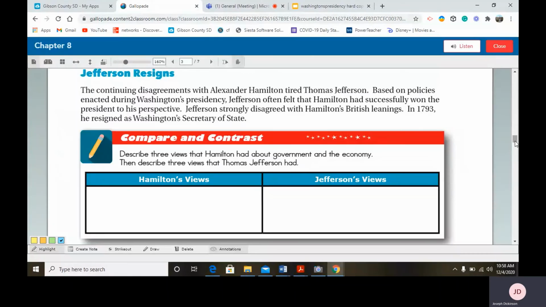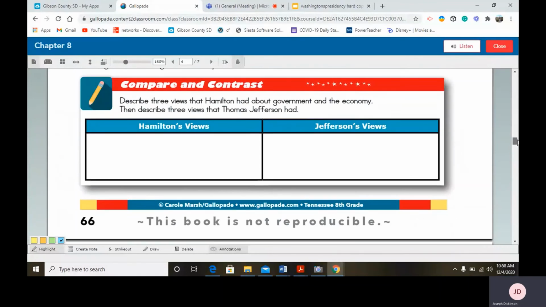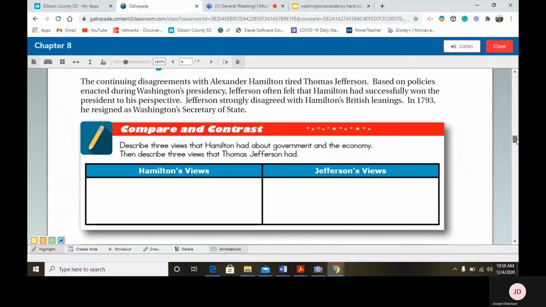So at this point of the lesson, what I want you to do is compare and contrast. I want you to describe 3 views that Hamilton had about the government and economy, and then describe 3 views that Thomas Jefferson had. So I want you to actually fill these boxes in, and go ahead and pause me. If you need room, you can write to the side or just write small if you can, but that's what I want you to do. And then go ahead and pause me.